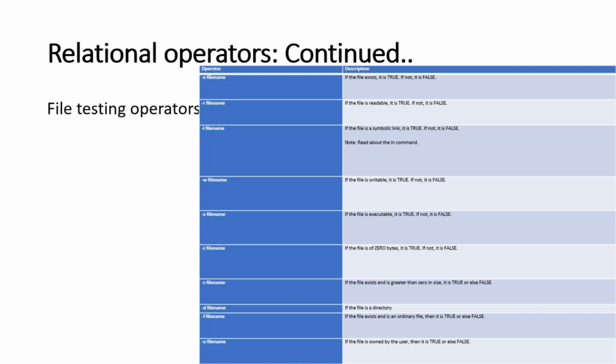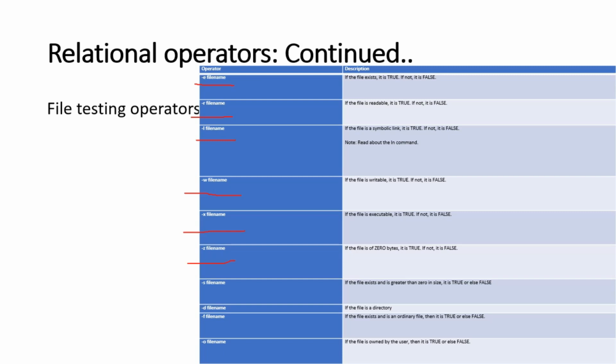We continue with relational operators. These are file testing operators. -e file name, if the file exists, it is true. -r file name, if the file is readable, this is permission related, it is true. -l file name, if the file is a symbolic link, you need to know the command ln for this. -w file name, if the file is writable, it is also permission related. -x file name, if the file is executable, it is also permission related.